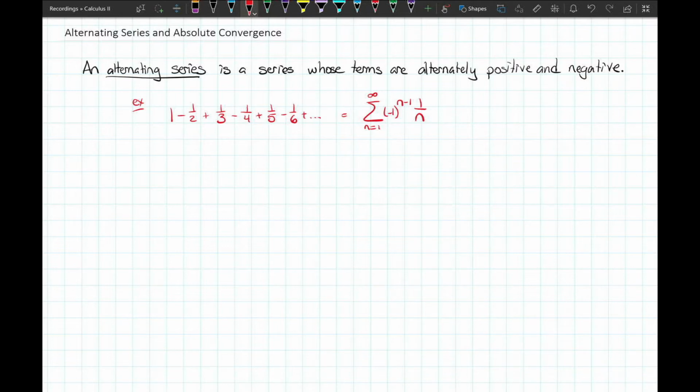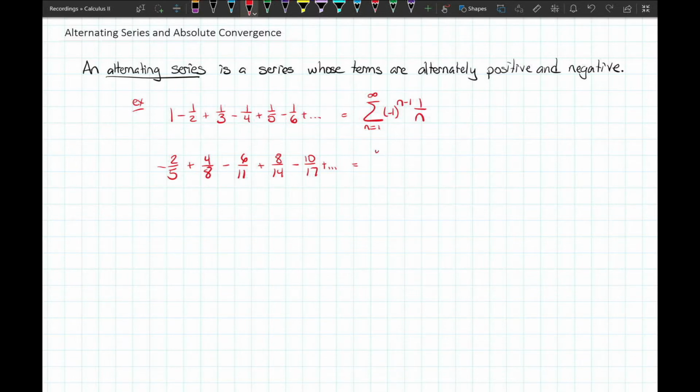Now, what if we wanted to start off with a negative term and then alternate? What if I have negative 2/5 plus 4/8 minus 6/11 plus 8/14 minus 10 over 17? I haven't reduced some of those fractions on purpose so that we can see that the numerators keep going up by 2 and the denominators keep going up by 3. Not only that, we also have alternating negative and positive.